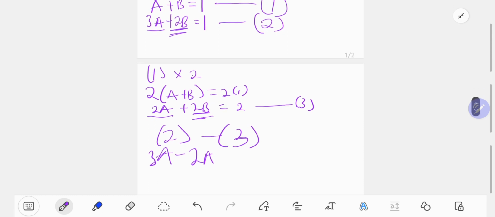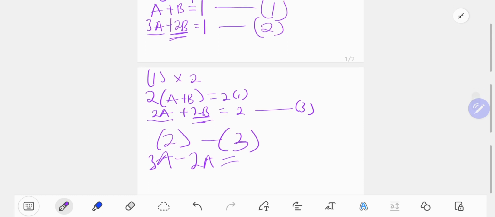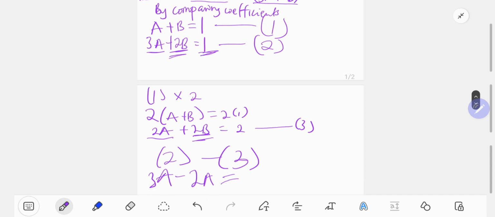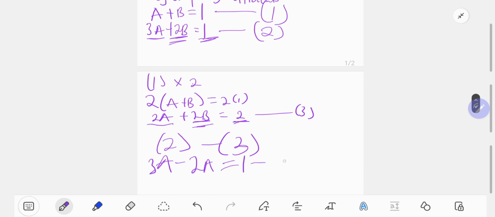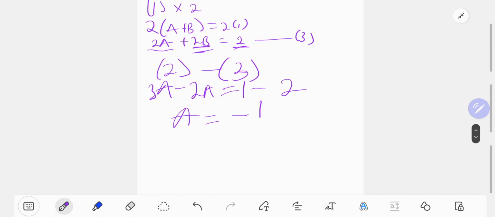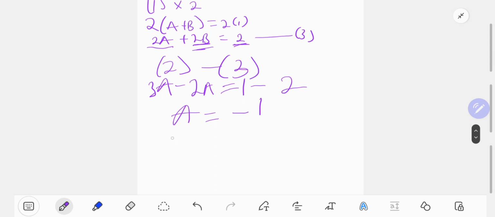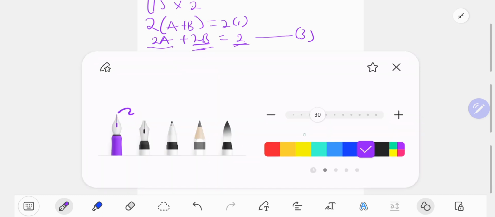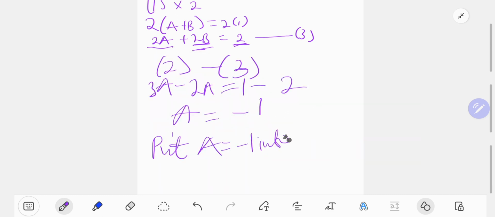So we can move on to the other side. Equals, there's a 1 here and there is a 2 here, so that gives us 1 minus 2. So just do your subtraction. You're going to get a equals 1 minus 2, which is negative 1. Okay, so we've gotten our value of a to be negative 1. Then by direct substitution, we can put a equals negative 1 into any of the three equations, right? Any of the three equations, you can put the value of a into it.